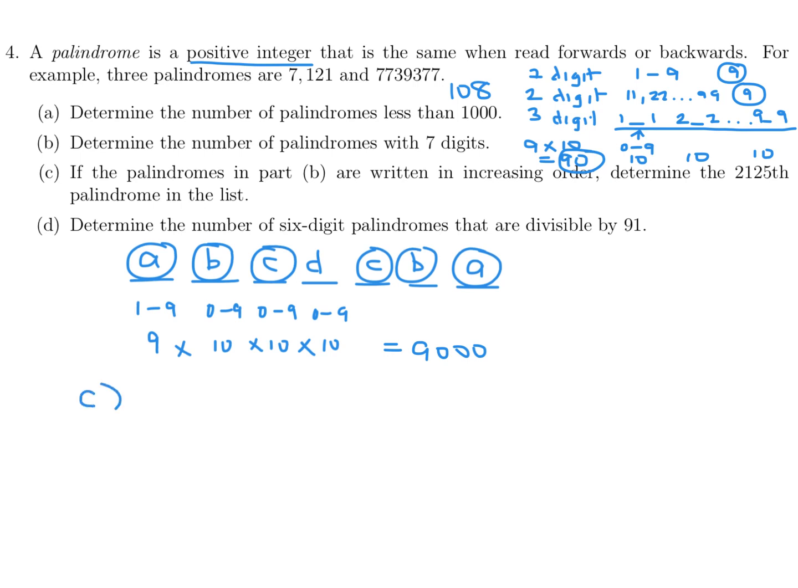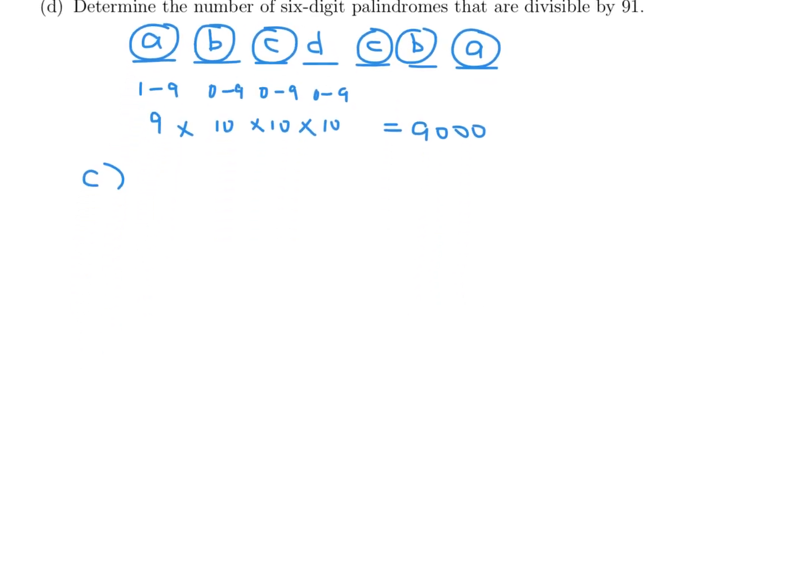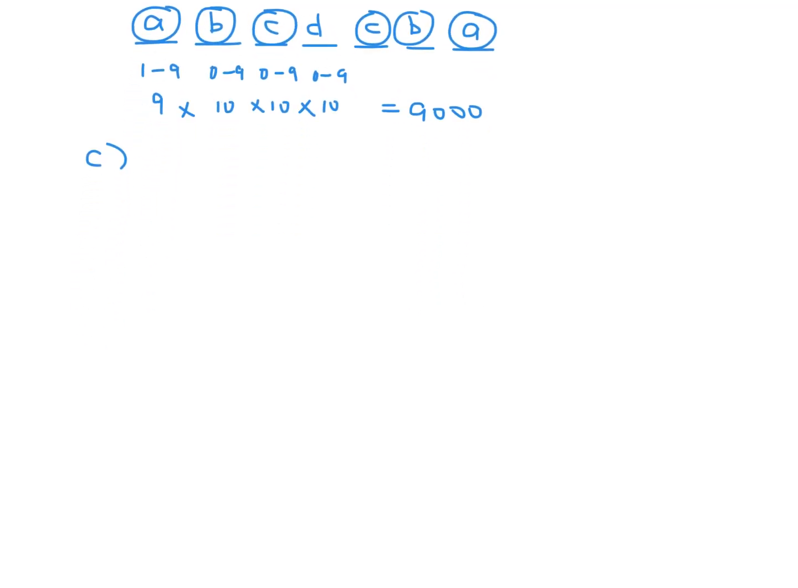C. If the palindromes in part B are written in increasing order, determine the 2125 palindrome in the list. Okay. All right, oh boy. Well, the A can be between 1 and 9, right? So we're going to start off with the smallest one, which is 1. So the smallest palindromes will have a 1 where the A is.